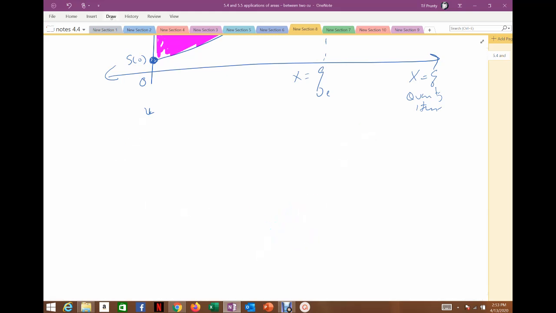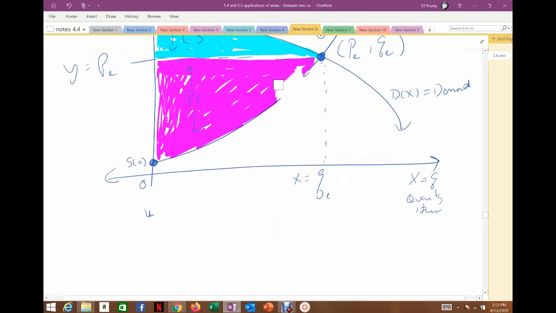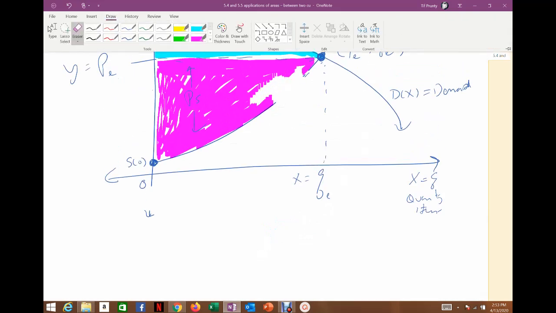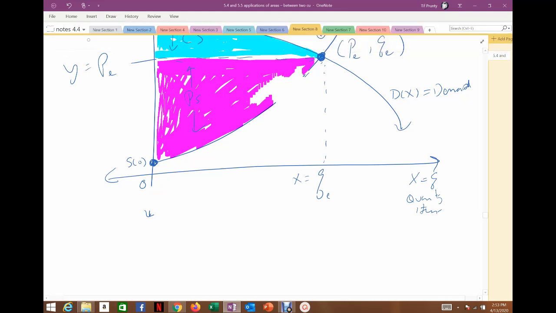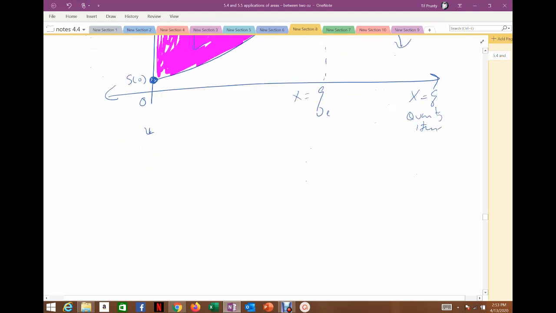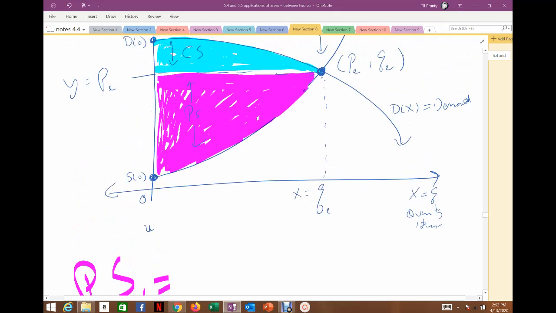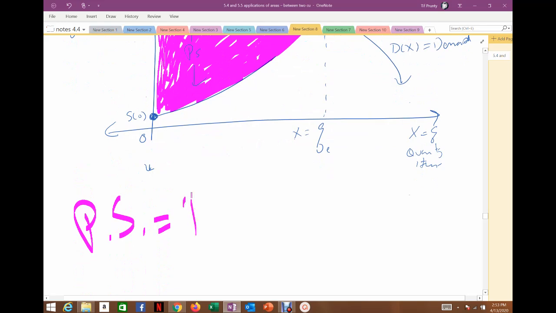So now the producer surplus. There, pink area. So producer surplus. The big area for the producer surplus is, you can notice, the edge of the box. So the big area would be the revenue, so that goes first. So it would be the price at equilibrium times the quantity at equilibrium.